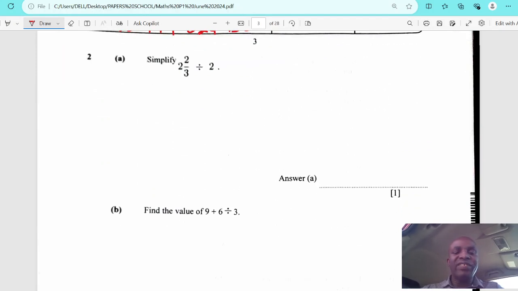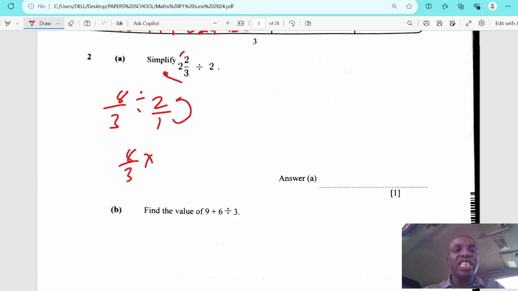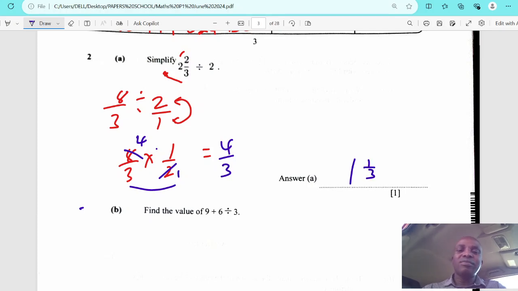Next, simplify 2 and 2/3 divided by 2. First thing, convert this part to an improper fraction. You say 3 times 2, 6. 6 plus 2, the numerator, is 8 over 3 divided by 2. Then this is the same as 2 over 1. Introduce a multiplication and invert this part. It will be 1 over 2. Then you can simplify. 2 into 2, 1. 2 into 8, it's 4. Then 4 times 1 is 4. 3 times 1 here is 3. Then your answer will be 1 and 1/3.